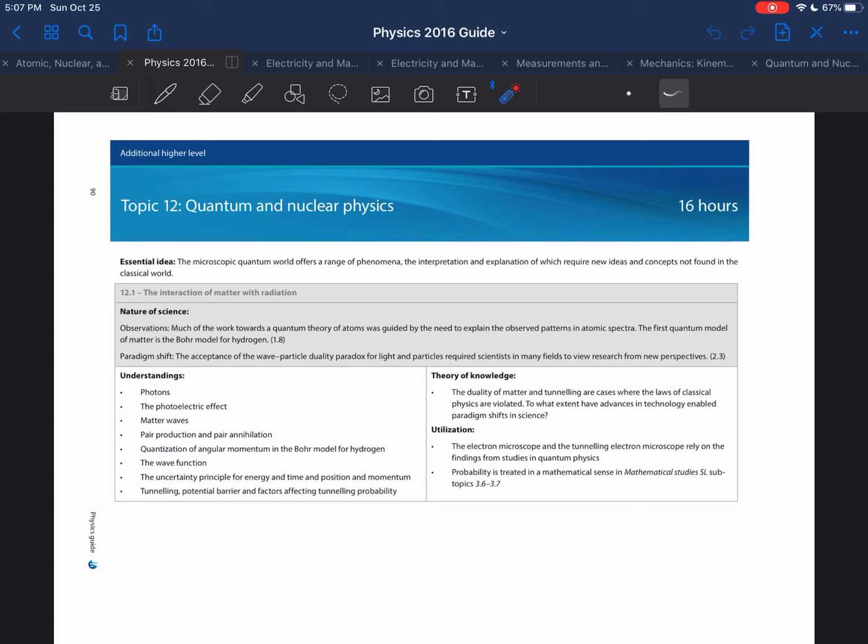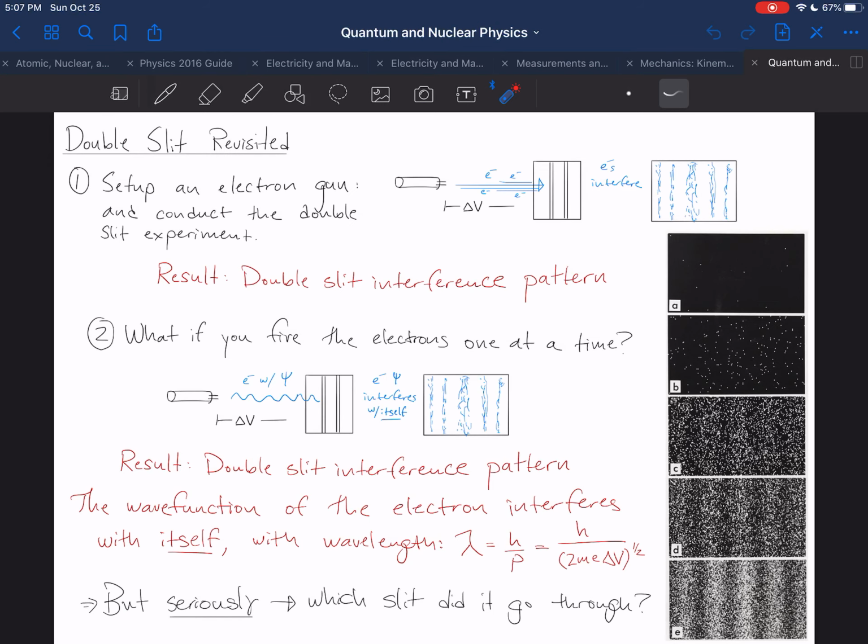Hello everyone! In this video we will continue to examine topic 12.1, the interaction of matter with radiation, and in particular we will revisit the double slit experiment. Alright, so at this point we're ready to return to the double slit experiment, and in fact we're ready to explain a result that is almost always introduced as revealing or epitomizing the strangeness of quantum mechanics.